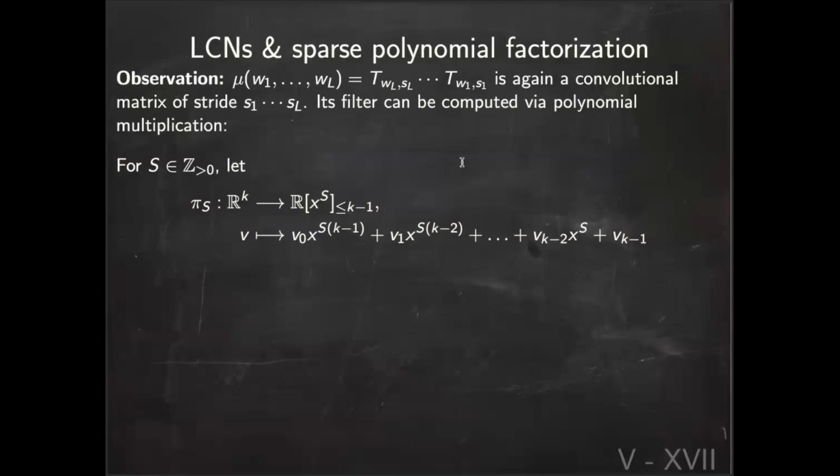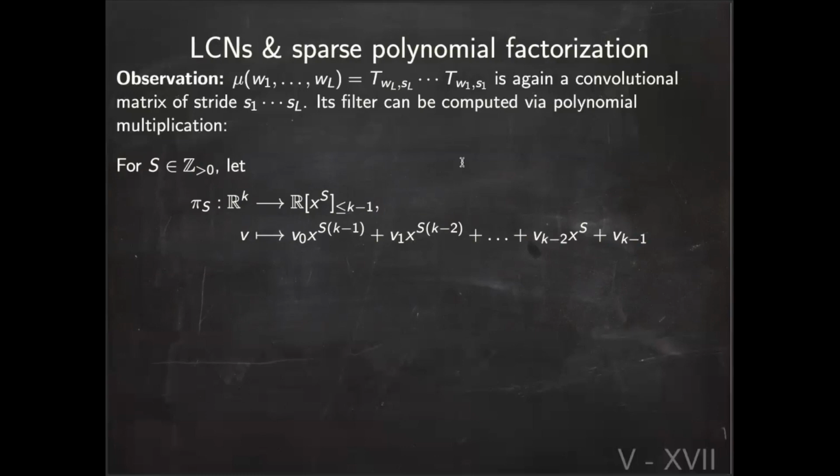But I'm not allowing all monomials. This is my notation for only allowing monomials in x to the s. So this is a sparse polynomial. If you think of all monomials in small x, I'm not writing them all, which is why sparse polynomial factorization is in the diagram. Does that make sense as a mapping thing?